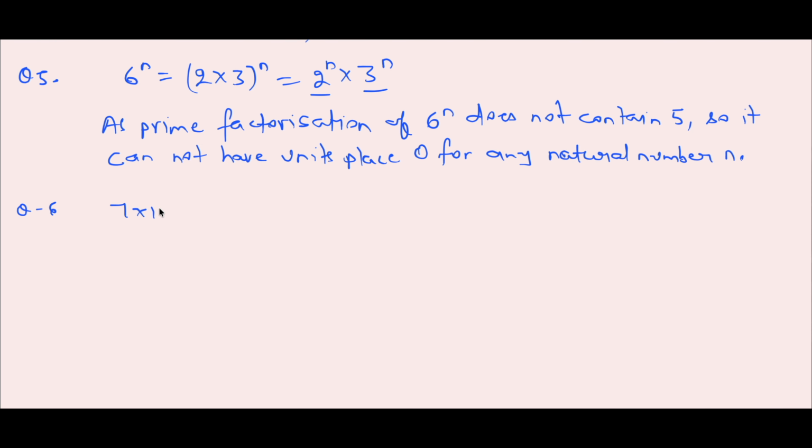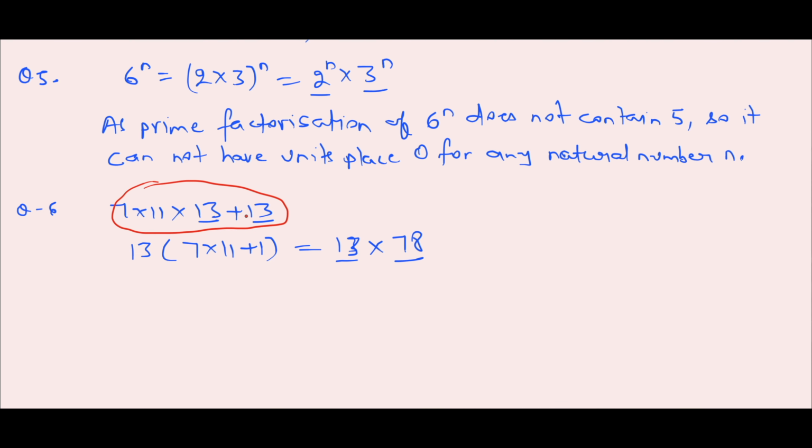So 7 into 11 into 13 plus 13. We have to show that this is a composite number. Now we can see that 13 is present at both places, so we can take 13 common. So 13 times 7 into 11 plus 1. Simplifying, 7 into 11 is 77, plus 1 is 78. So we got 2 factors, 13 and 78, of the given number 7 into 11 into 13 plus 13.